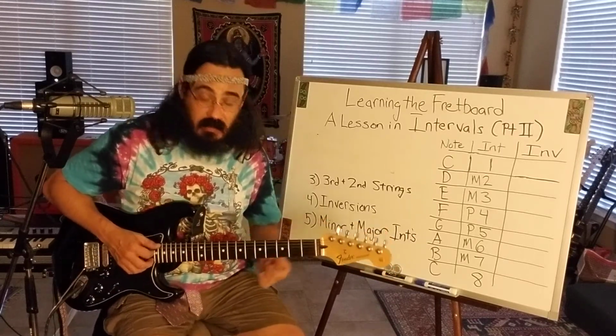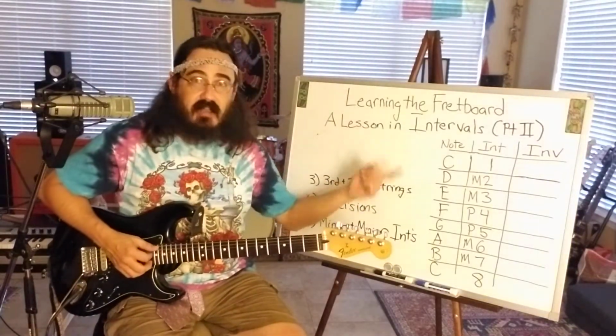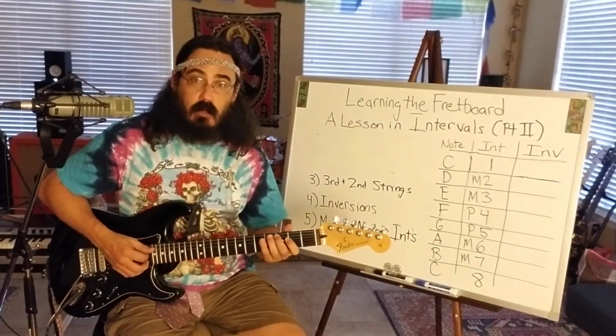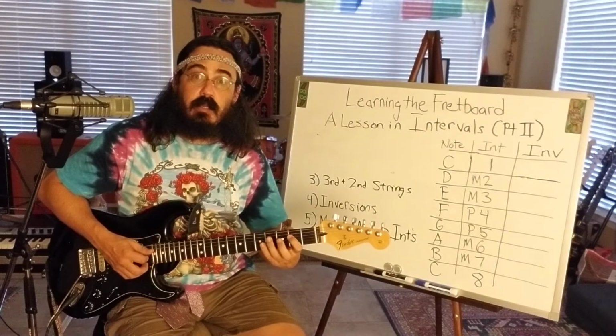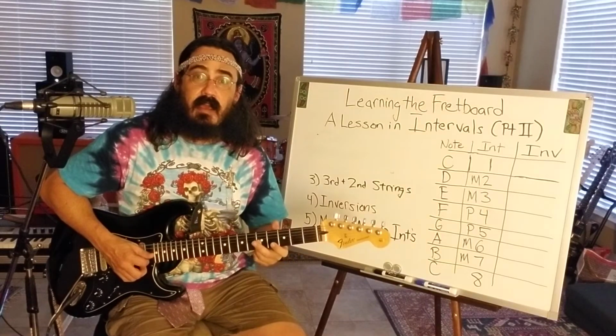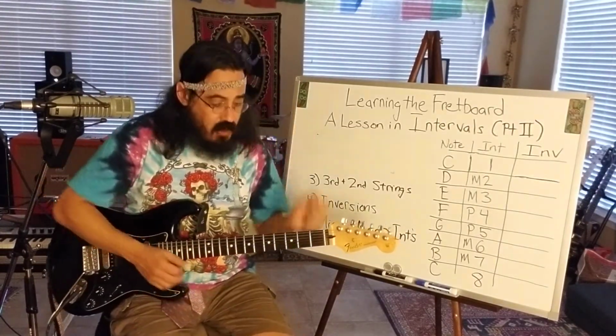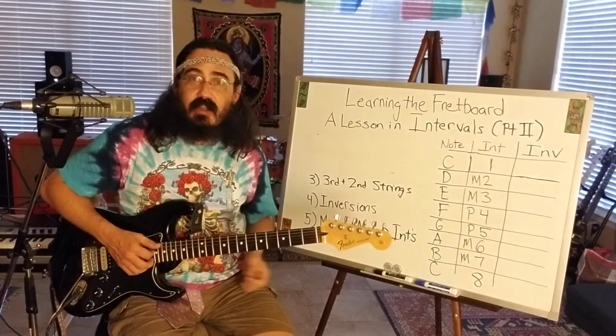So bear with me. But if we start on C, I'm going to stick with this scale here. We go 1, 2, 3, 4, 5, 6, 7, 8. So you can try to sing them so that you get the sound of those intervals ingrained in your head.